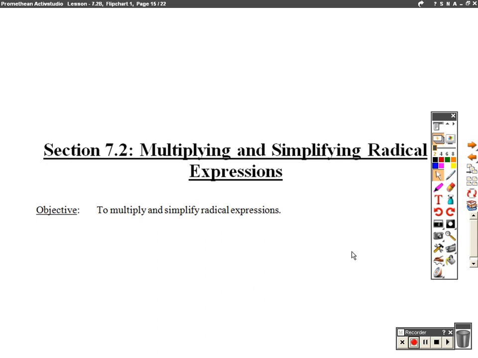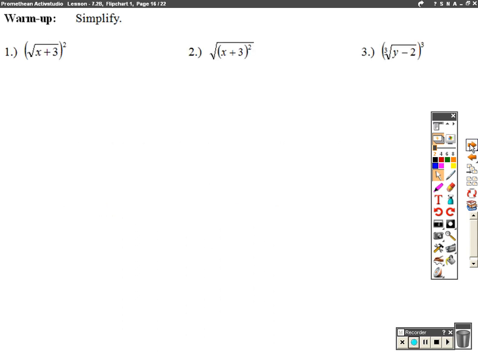Okay, today we're going to move into section 7.2, multiplying and simplifying radical expressions. Let's go ahead and start with the warm-ups. Go ahead and pause and see how you can do.